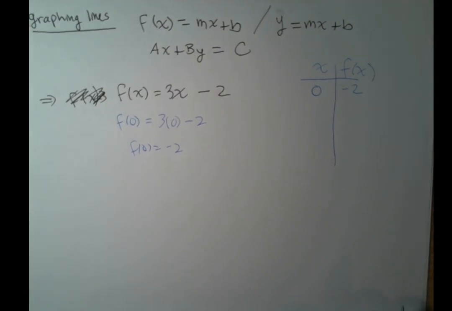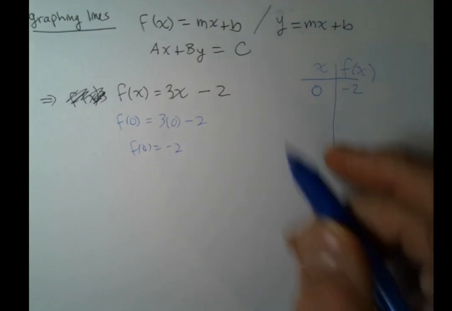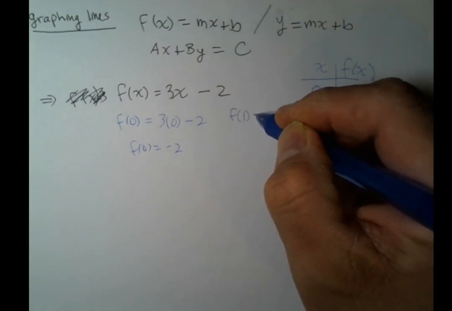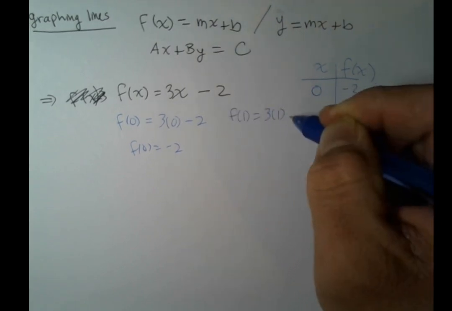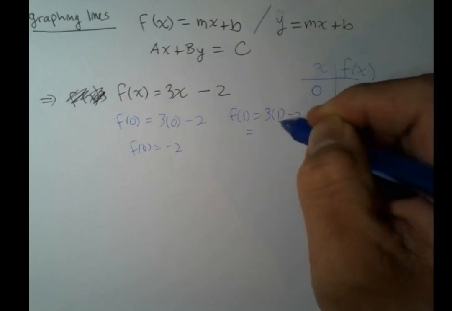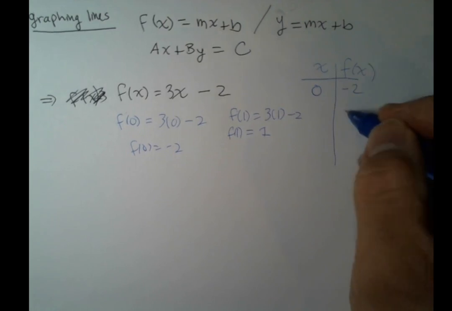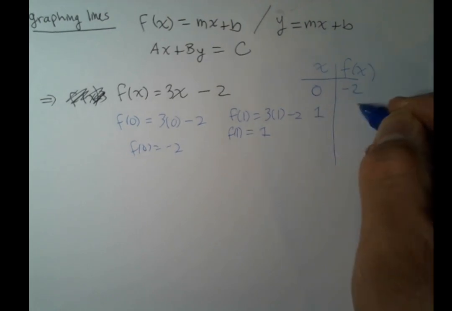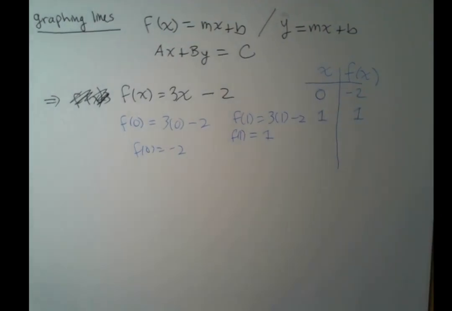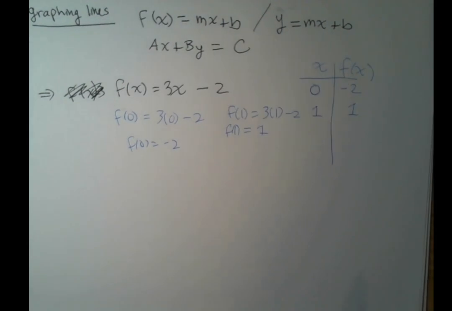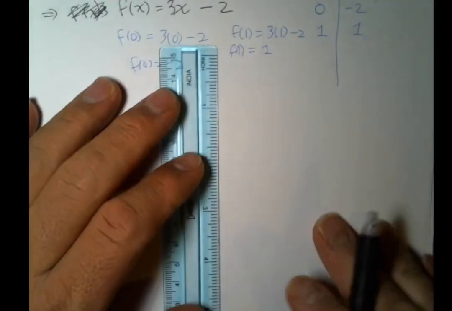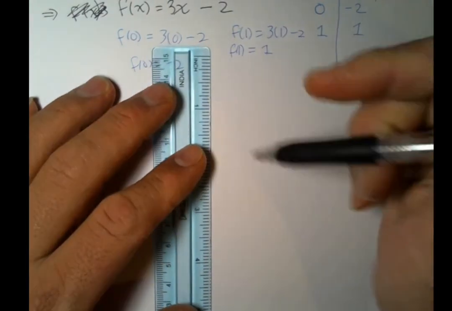Then let's choose another. How about f of 1? For f of 1, I get 3 times 1 minus 2. 3 minus 2 is 1, so f of 1 is 1. Easy enough. So I think I have enough information to plot this line.